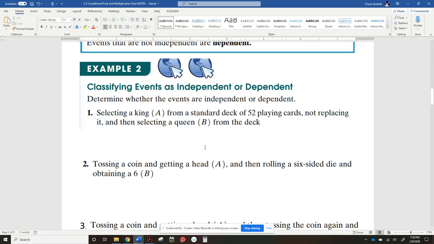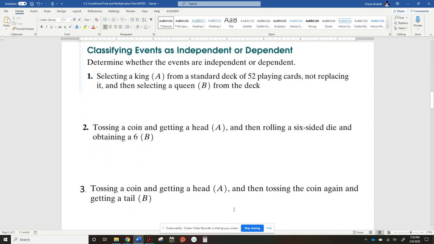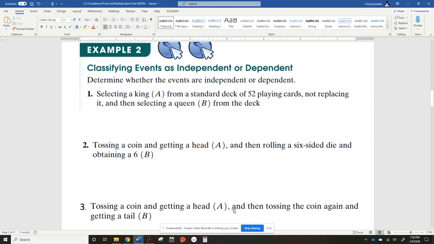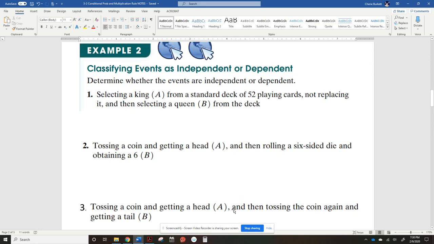Sometimes all you have to do is read the problem, and it will be extremely obvious whether or not two events are either independent or dependent. And if it's not real obvious, then we can maybe use the mathematics to help us figure it out. So the problem that we did earlier, where we selected a king from a standard deck of cards, we did not replace it, and then we tried to select a queen from the deck.